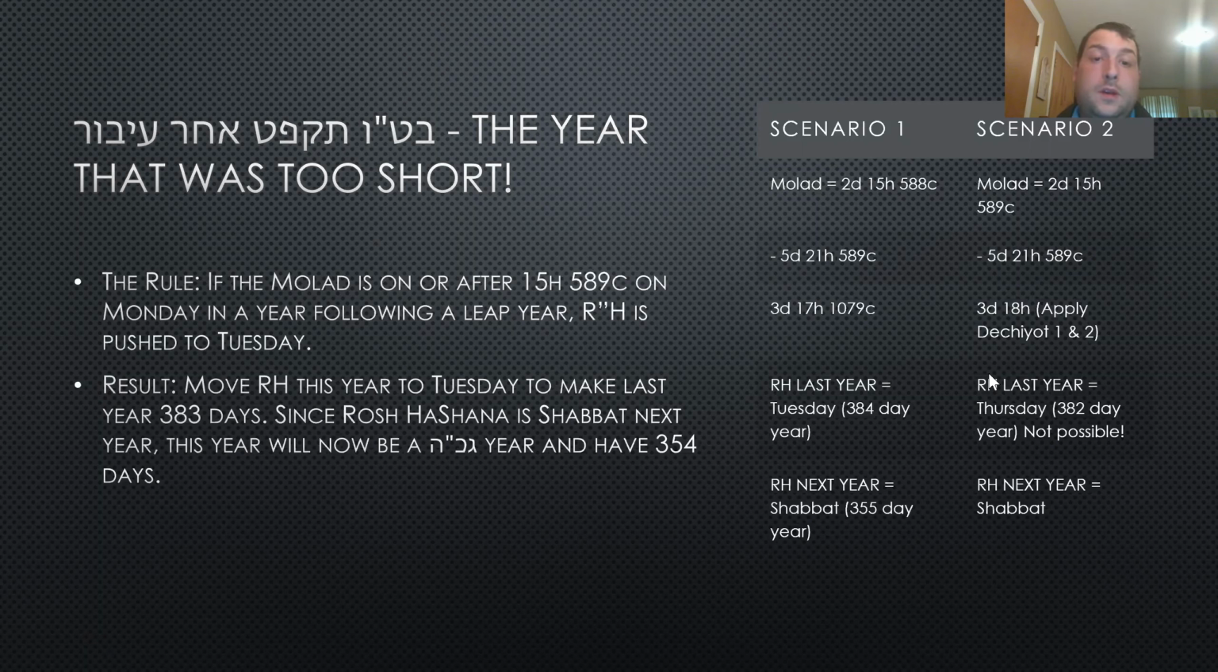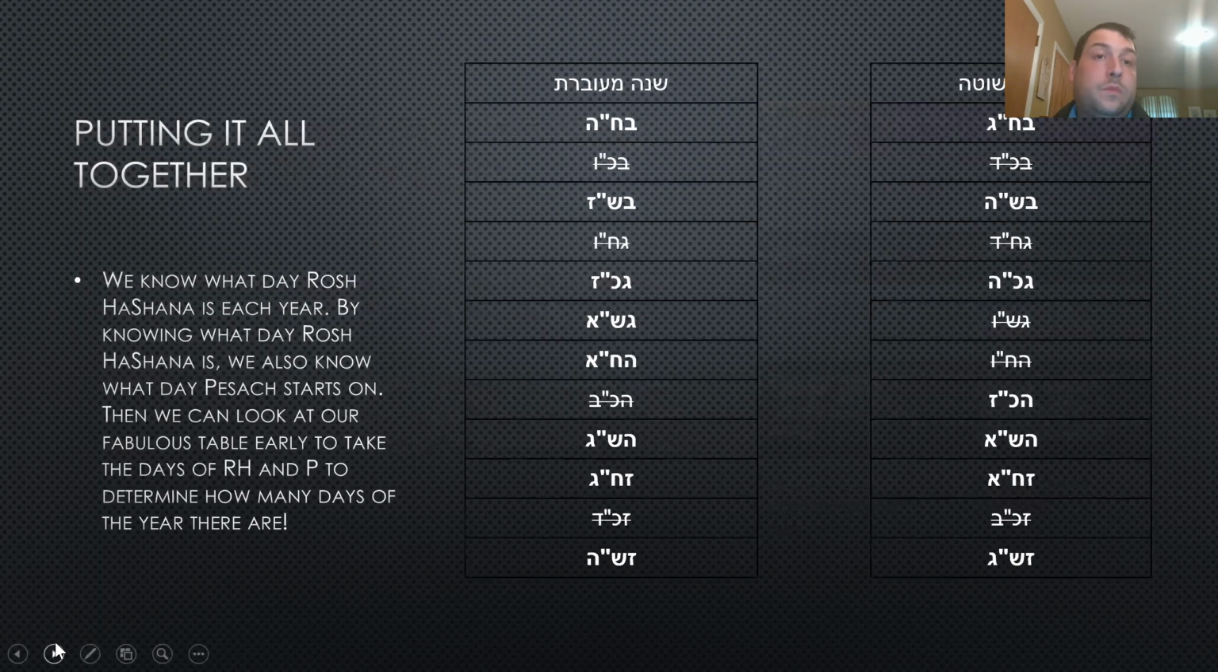Now, putting it all together, we know what Rosh Hashanah is each year. By knowing what day Rosh Hashanah is this year and knowing what day Rosh Hashanah is next year, we can therefore know what day Pesach falls, because Pesach is always 2 days earlier than Rosh Hashanah.